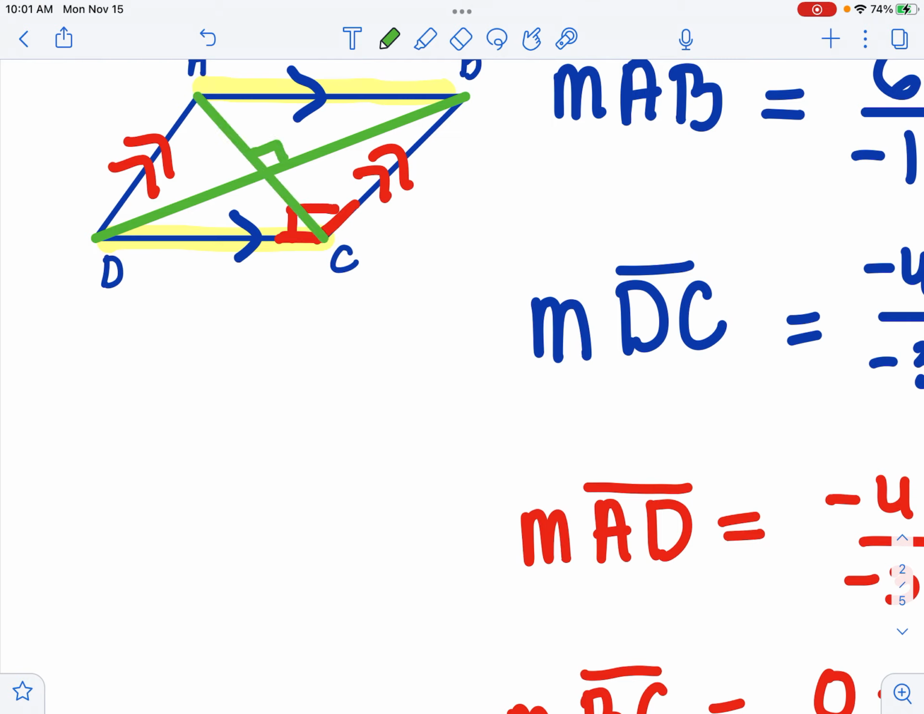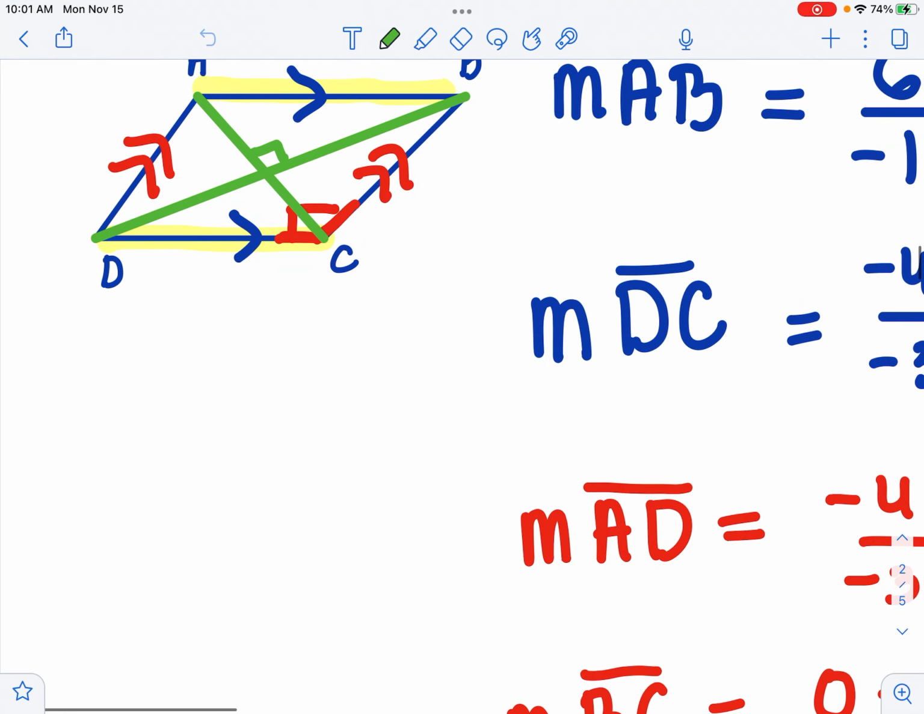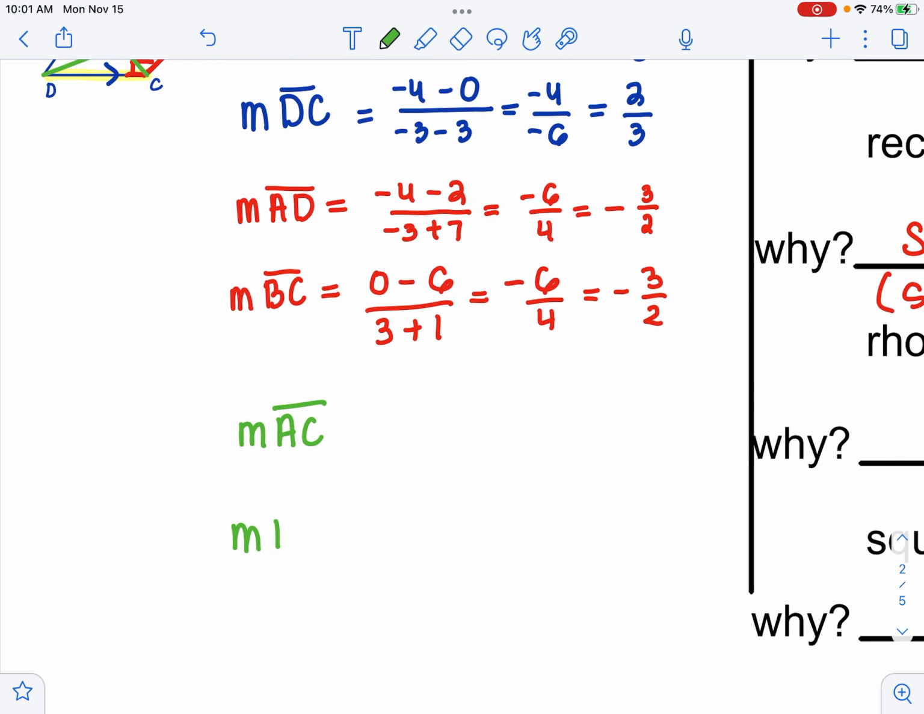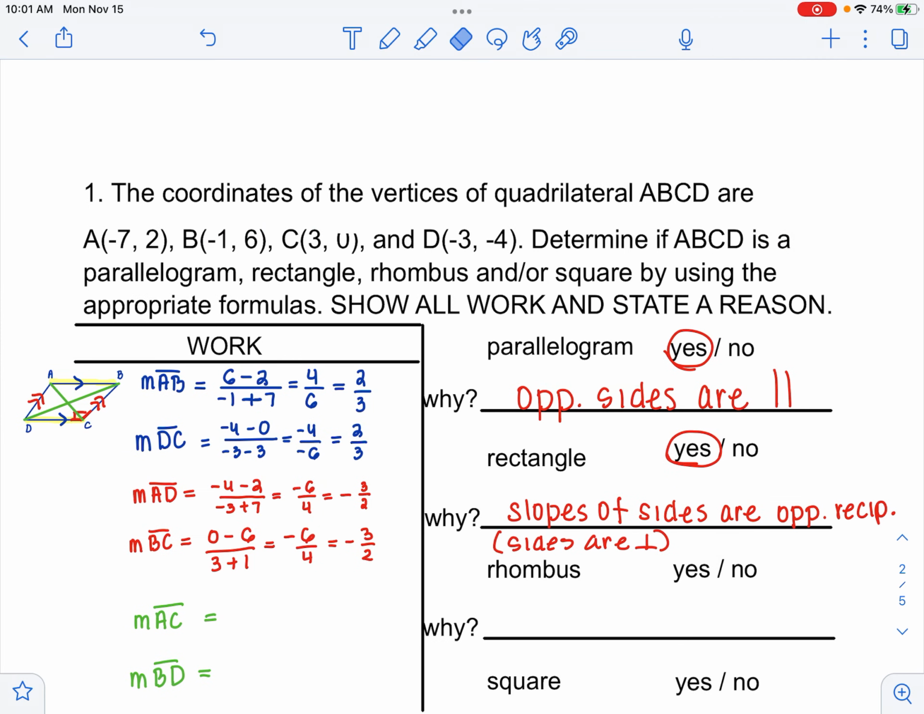Now remember, if the diagonals are perpendicular, then this is a rhombus. So I'm going to not hit that button on accident. Let me go back there. I meant to hit erase. I'm going to see if those two lines are perpendicular. So I'm seeing if AC and BD, so I'm going to do the slope of AC and the slope of BD. All right, so let's see if these are perpendicular. Okay, let's start with AC.